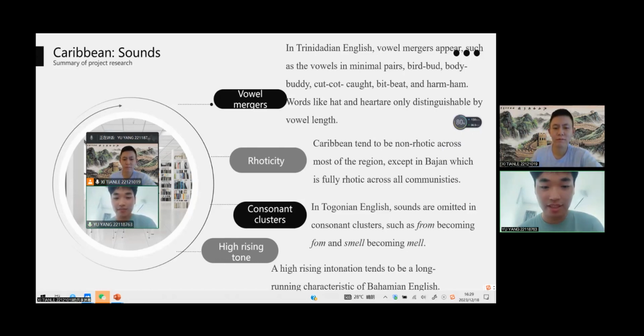About the consonant clusters. In Tobagonian English, sounds are omitted in consonant clusters, such as from becoming form and smell becoming mell. And its high rising tone: a high rising intonation tends to be a long-running characteristic of Bahamian English.